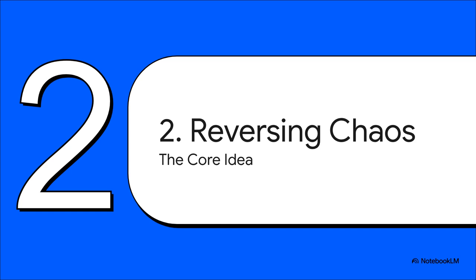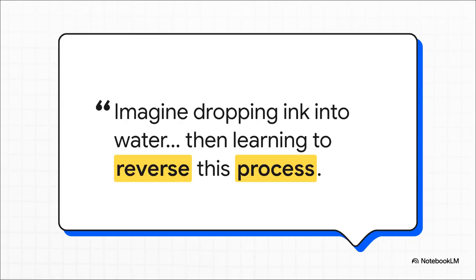The intuition behind it is honestly brilliantly simple, and it actually comes from physics. This is it. This is the core concept right here. The AI basically watches how something structured, like a picture, can dissolve into total randomness, step by step. Then it just learns how to run that process backwards. It's like magically unmixing the ink from the water, which is just mind-blowing.